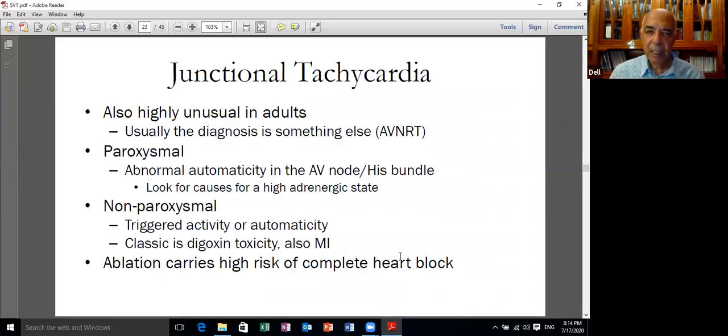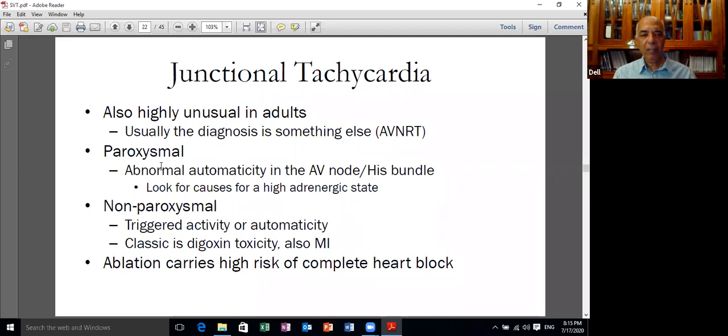Now, junctional tachycardia, another form of supraventricular tachycardia, is quite rare in adults. It is usually seen in children, usually in the post-operative state after open heart surgery in infants and children. In adults, usually you need to exclude every other possibility, and most of the patients diagnosed as junctional tachycardia by the computer turn out to have an unusual form of AV nodal re-entry tachycardia.